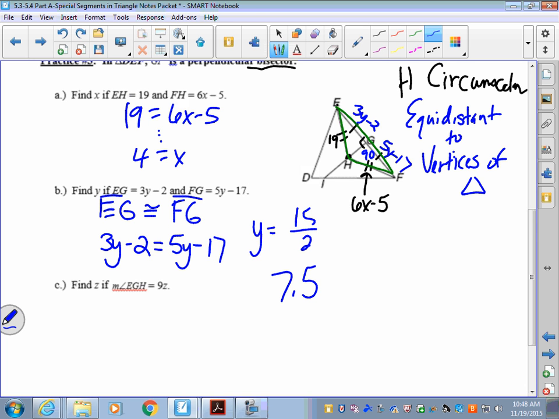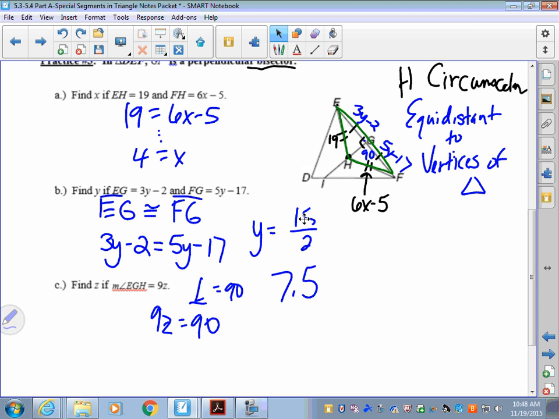EGH would be 90 degrees because of the perpendicular bisector. Perpendicular means we have 90 degrees. So the 9Z needed to equal 90, which was 10. Z was 10. All right, so we're done with part A. We are going to part B. So I need you to put your part A away. We're going to finish part B in class, the examples, and get to some practice problems.